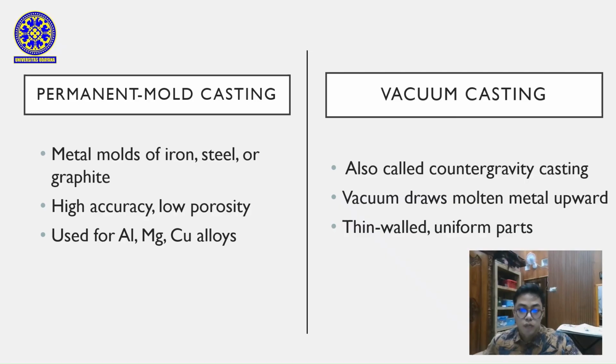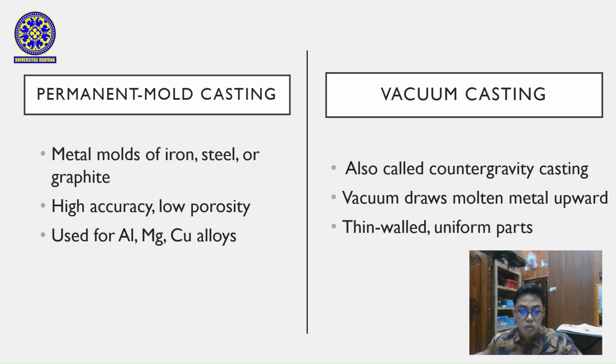Permanent mold casting involves using reusable metal molds, usually made of steel or graphite, to produce multiple castings. These methods offer better surface finish, dimensional accuracy, and mechanical strength compared to sand casting. It's commonly used for aluminum, magnesium, and copper alloys in automotive and aerospace industries.